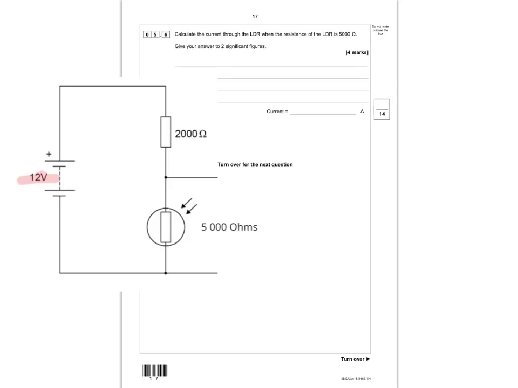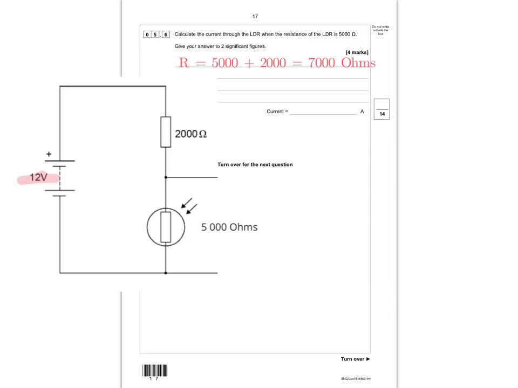So what we need to do now is work out the total resistance of the circuit, which we can do by 5000 plus the 2000. And then we're going to have to find out where we go from there. So we know that the resistance of the circuit is 5000 plus 2000, which will give us 7000 ohms. So that's now shown on the screen here. R is 5000 plus 2000, which gives a value of 7000 ohms.